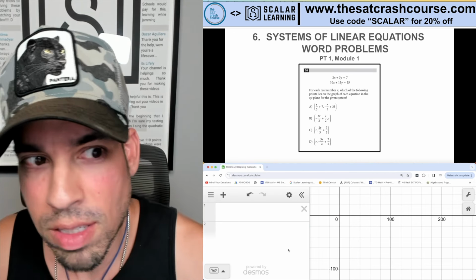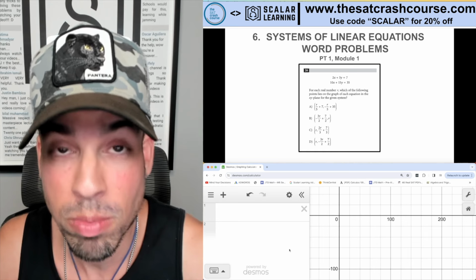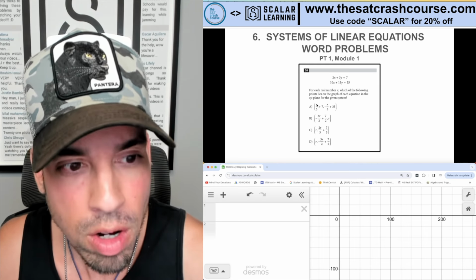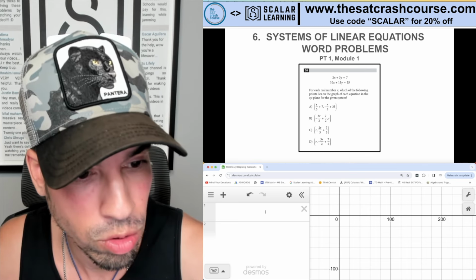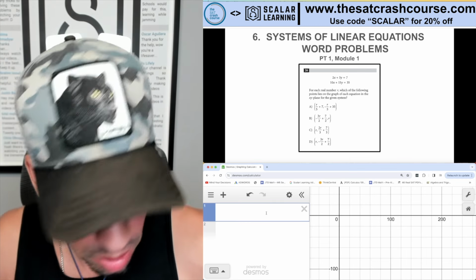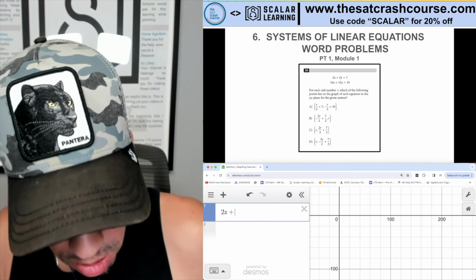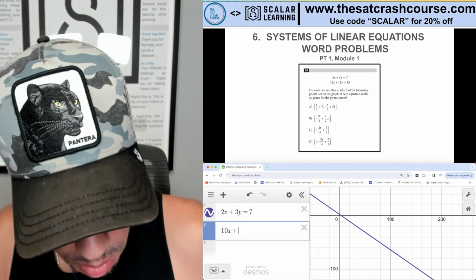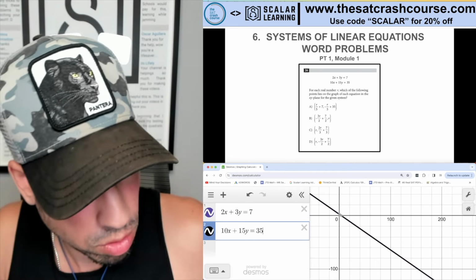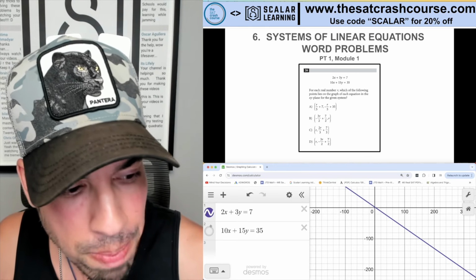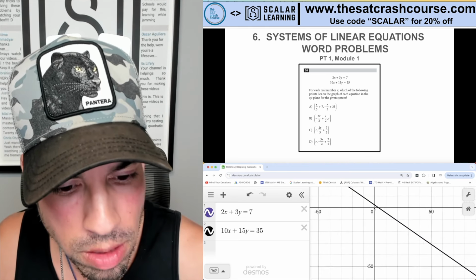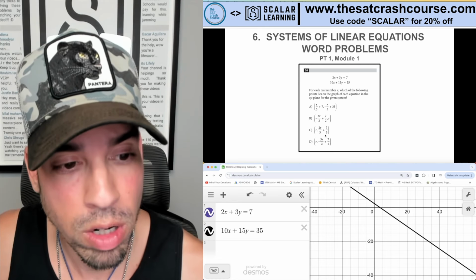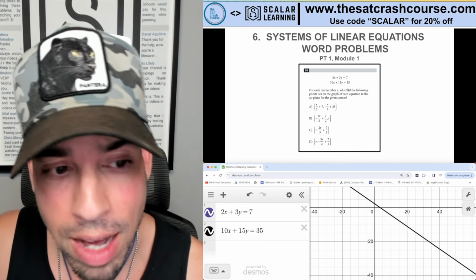Done. Now this one is a systems of linear equations word problem. It's a little bit trickier. If you look at the answer choices, they've got this weird constant in here called r. Now I'm going to show you how to do this really nicely, okay? So we're going to have 2x plus 3y equals 7. And then we've got 10x plus 15y equals 35. So what you're going to notice is the top function and the bottom function are right on top of each other. They overlap. So really, when we're trying to find a point, one of these points is going to be on both of them, aka either one, right?